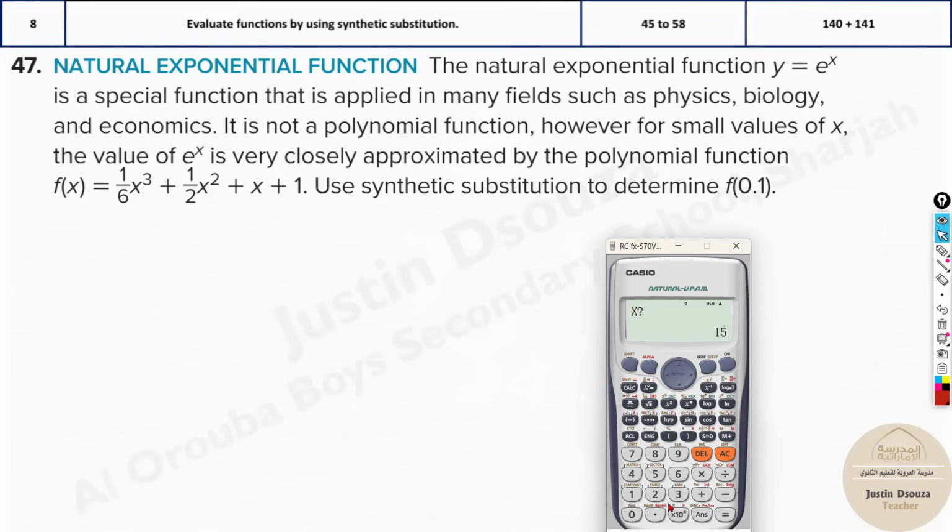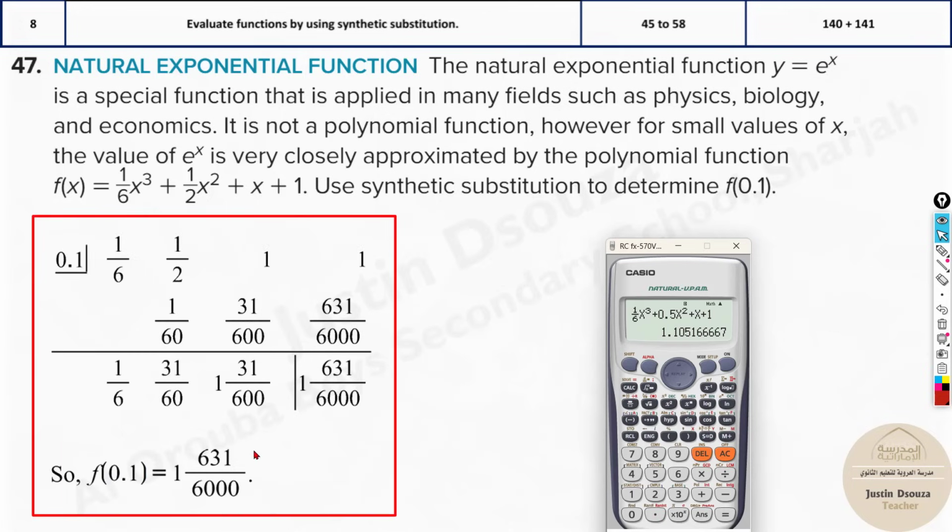You need to calculate it at what? 0.1, and let's see, this is the answer. It's 1.0151. You can see over here 1631 divided by 600 is so much. How can I prove that? Here, this is in mixed fractions, right? Remember this value. To get a mixed fraction, all you need to do is press shift and this fraction. Now write 1631 divided by 6000 and press SD. See, that's the same answer.